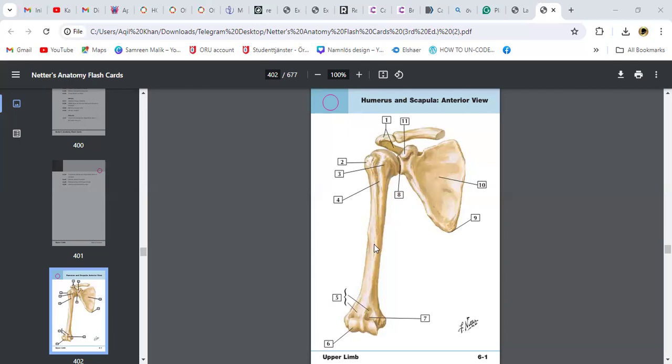Moving down, this is the shaft of the humerus. Number five is pointing at two dips. These are called condyles, the medial and the lateral. Number six is the capitulum. The capitulum articulates with the bone below to form the elbow joint. Which bone? We'll come to that later. Number seven is also one dip. This is called the coronoid fossa.